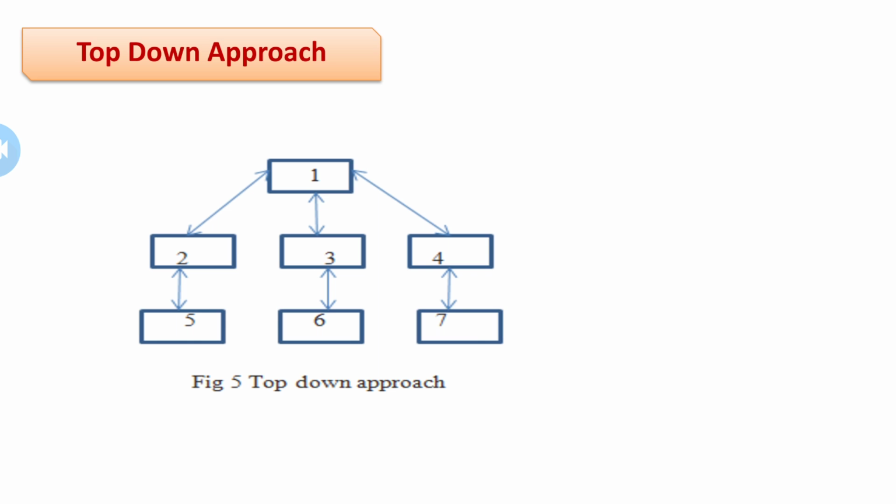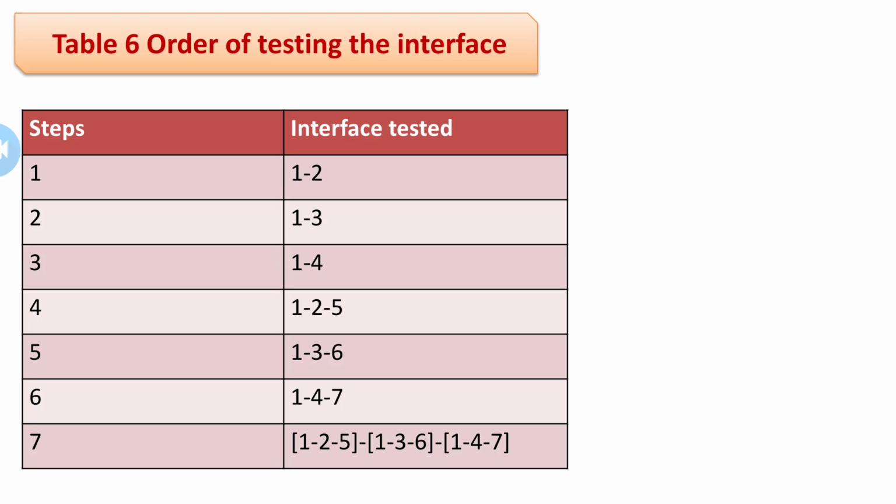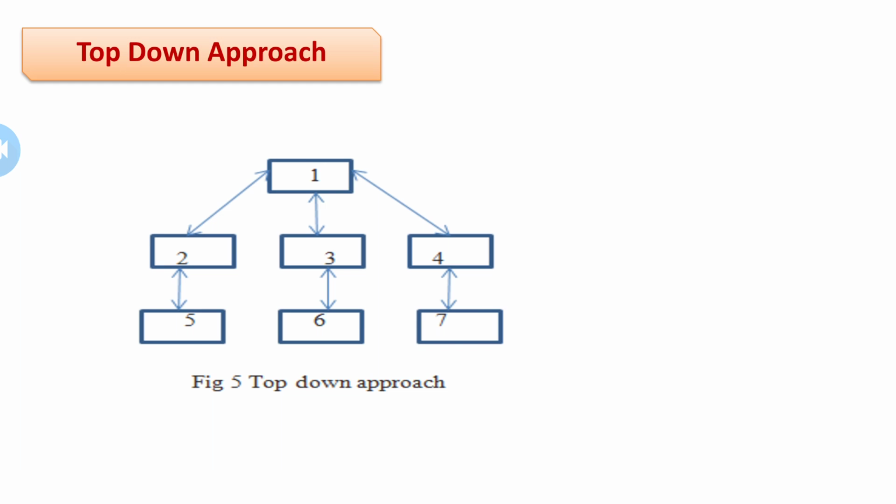Now you just see how the components are placed. The boxes you see are component 1, component 2, component 3, till component 7. Now how are they interfacing? Their interfacing is top down. Since my table is on the next slide, we'll just read it out. Step 1: 1 is interfaced with 2. Step 2: 1 is interfaced with 3. Step 3: 1 is interfaced with 4.